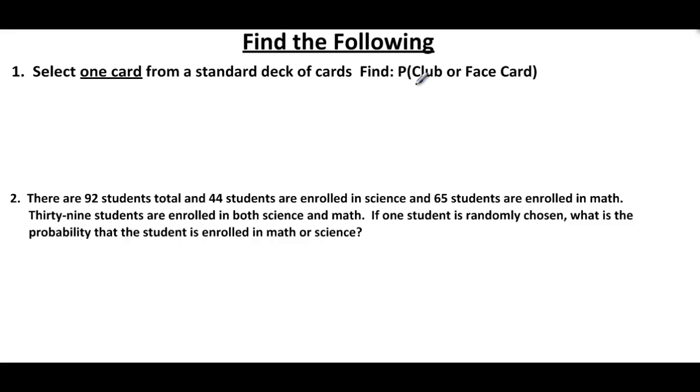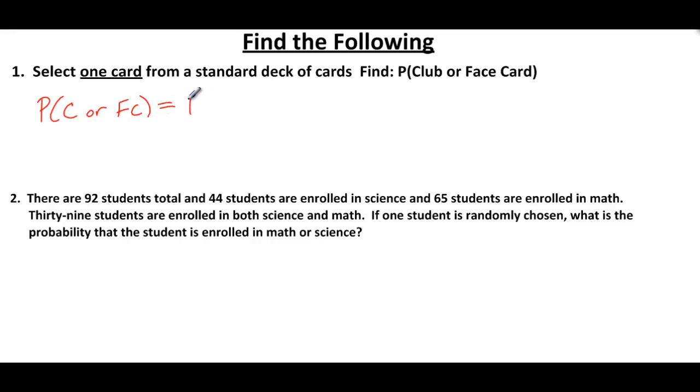Find the probability of being a club or a face card. So I'm pulling a single card out of the deck. I want to know what's the chances that it either falls in the club category or the face card category. And technically, because it's a union, it could fall in both categories and still count. So if I write out my formula, this is going to be the probability that it's a club or a face card. I'm just going to use FC for face card.